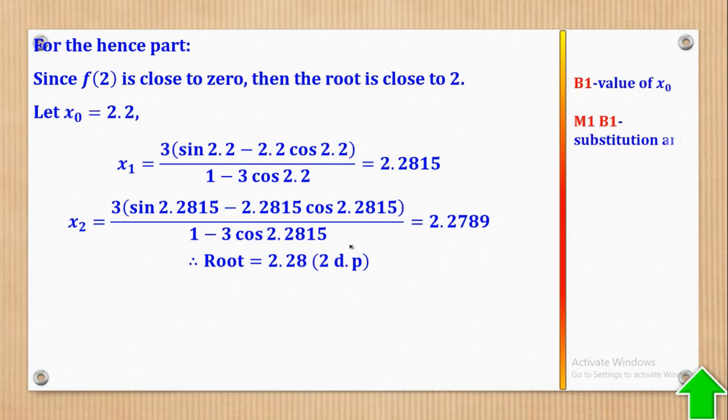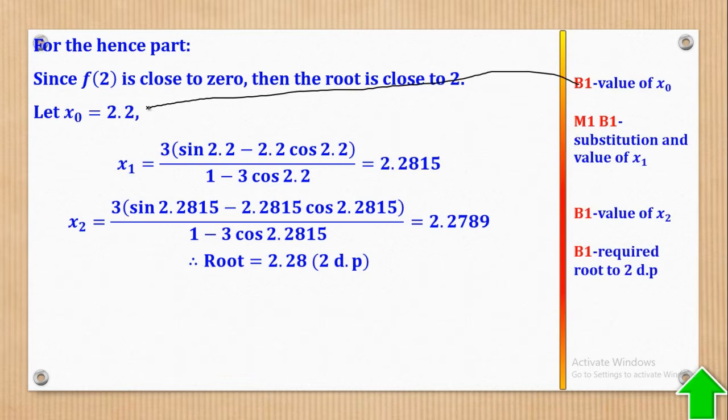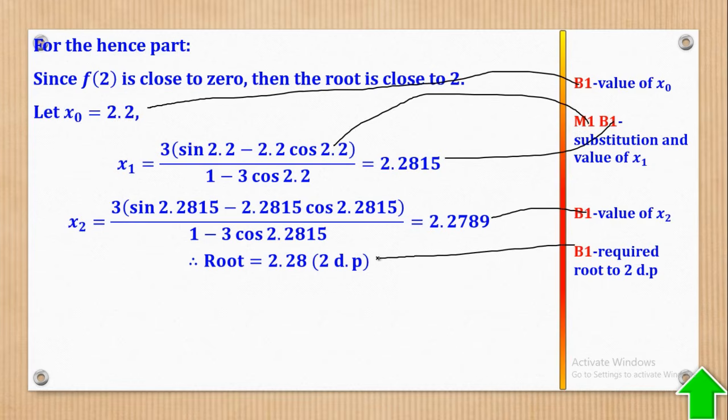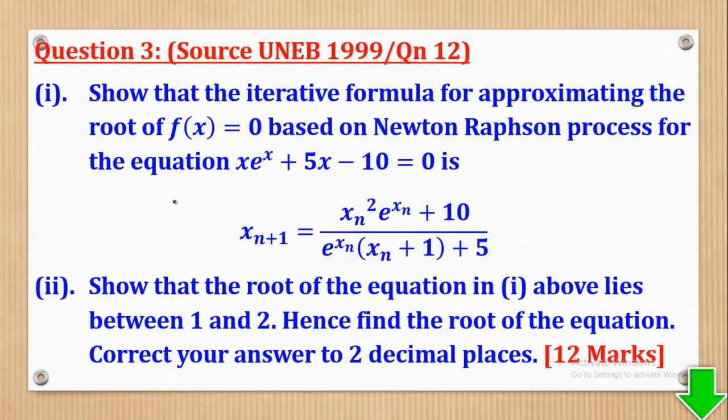Now let's see how marks can be awarded. B1 for stating the value of x0, which can be either 2.2 or 2.1. Then this one for substitution, this for output, this for output, this for conclusion. So that was question 2.